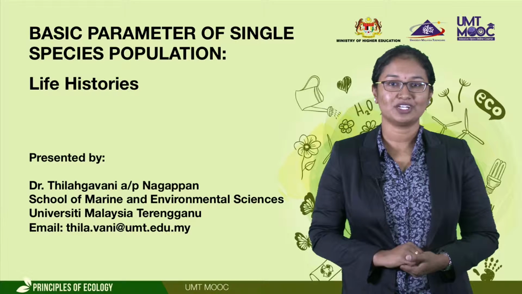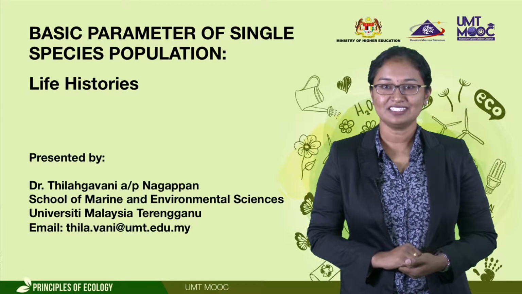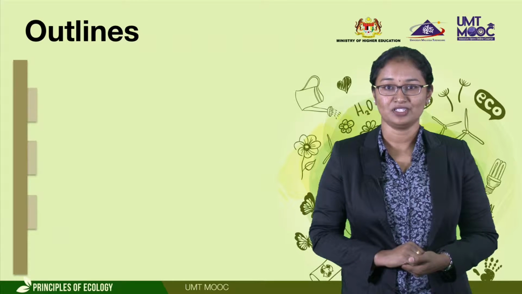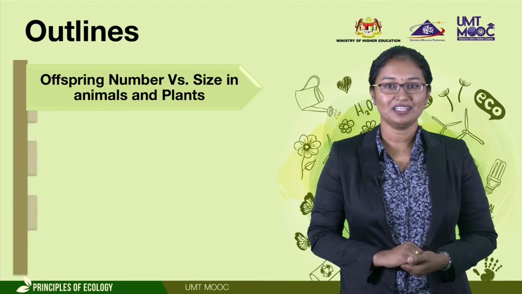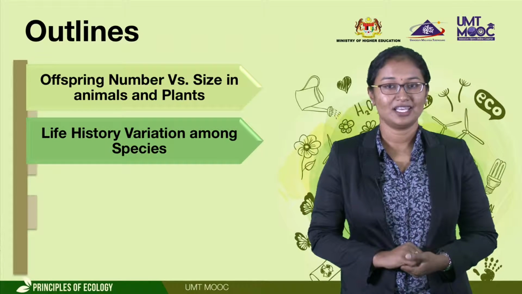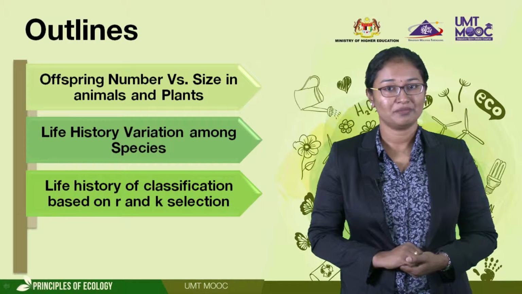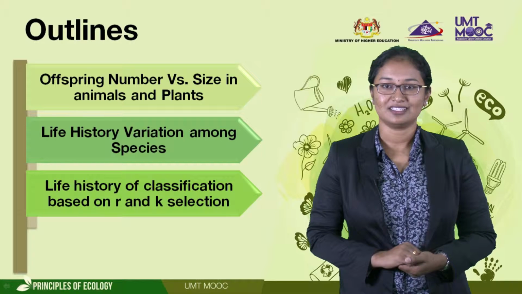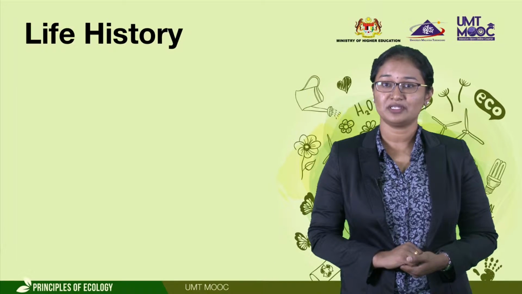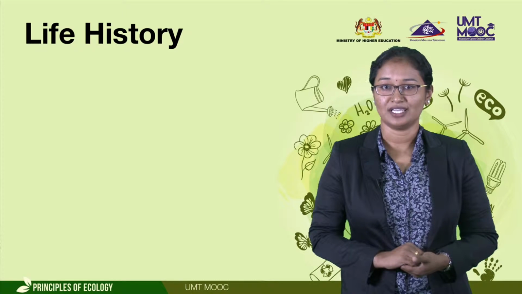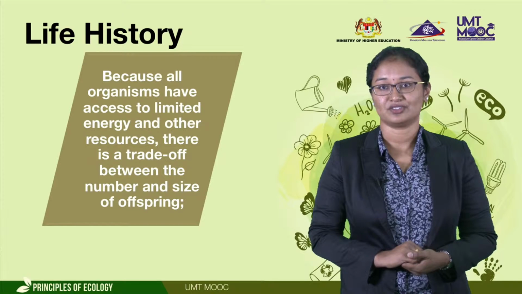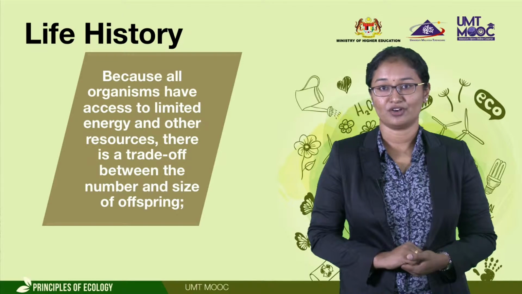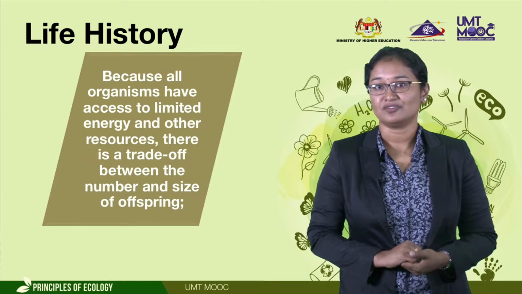Today, I'm going to talk about life histories, concepts and application. This video is aimed to discuss offspring number versus size in animals and plants, life history variation among species, and life history selection based on R and K selection. The concept of this video is to highlight that all organisms have access to limited energy and other resources. Thus, there is a trade-off between the number and size of offspring.